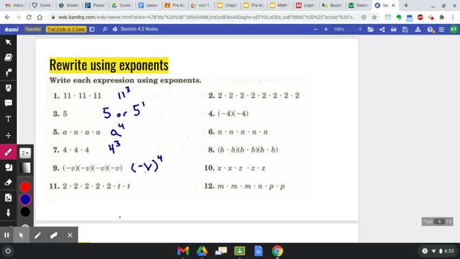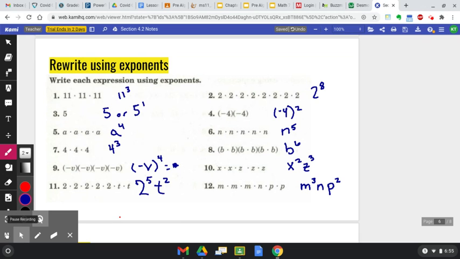Okay, now let's talk about this. A negative value to a positive even exponent, my value will end up being positive. Anything to an even power is going to be positive. Now, number 11 is a little bit different because I have 2 different bases. I have 2, and there's 1, 2, 3, 4, 5 of them. And I also have t, and there's 2 of them. So 2 to the 5th times t squared. Pause it and see if you can do the evens 2 through 12. So pause here, and I'll see you back in a minute.